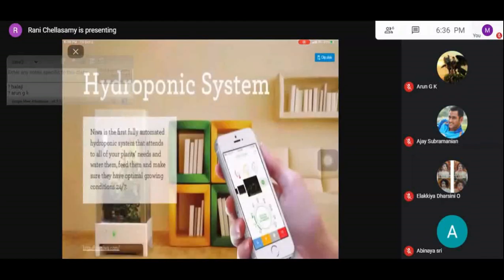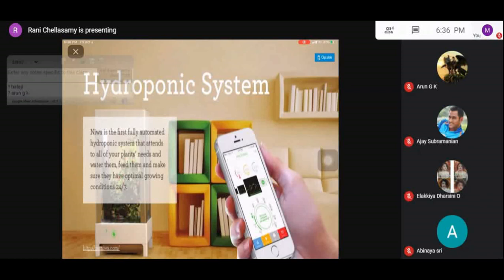Hydroponic systems are another application in IoT. So this is the first fully automated hydroponic system that attends to all of your plants' needs and waters them. If you have plants in your garden, when to water them and when to feed them will all be controlled and monitored with the help of this hydroponic system. So that you can track the growth of the particular plants in your gardens.